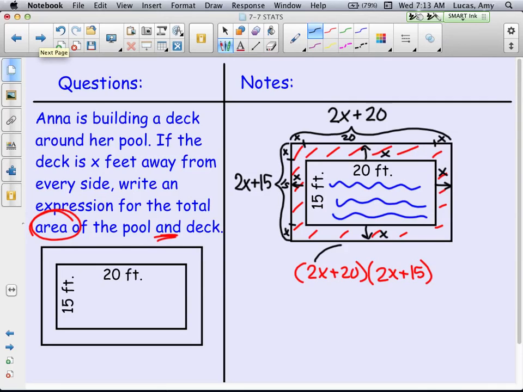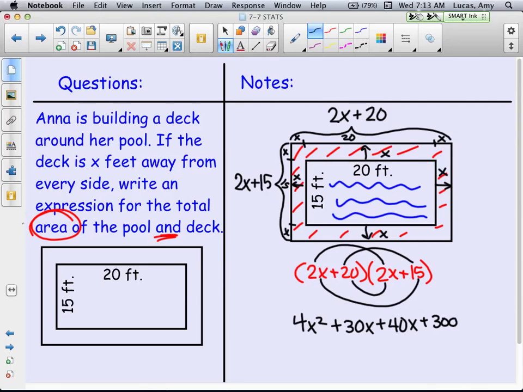So FOIL, 2x times 2x is 4x squared. Outsides, 2x times 15 is 30x. Inside, 20 times 2x is 40x. And last, 20 times 15 is 300. If I combine the two terms that are alike, I get 4x squared plus 70x plus 300. And I can label that square feet because it's an area.